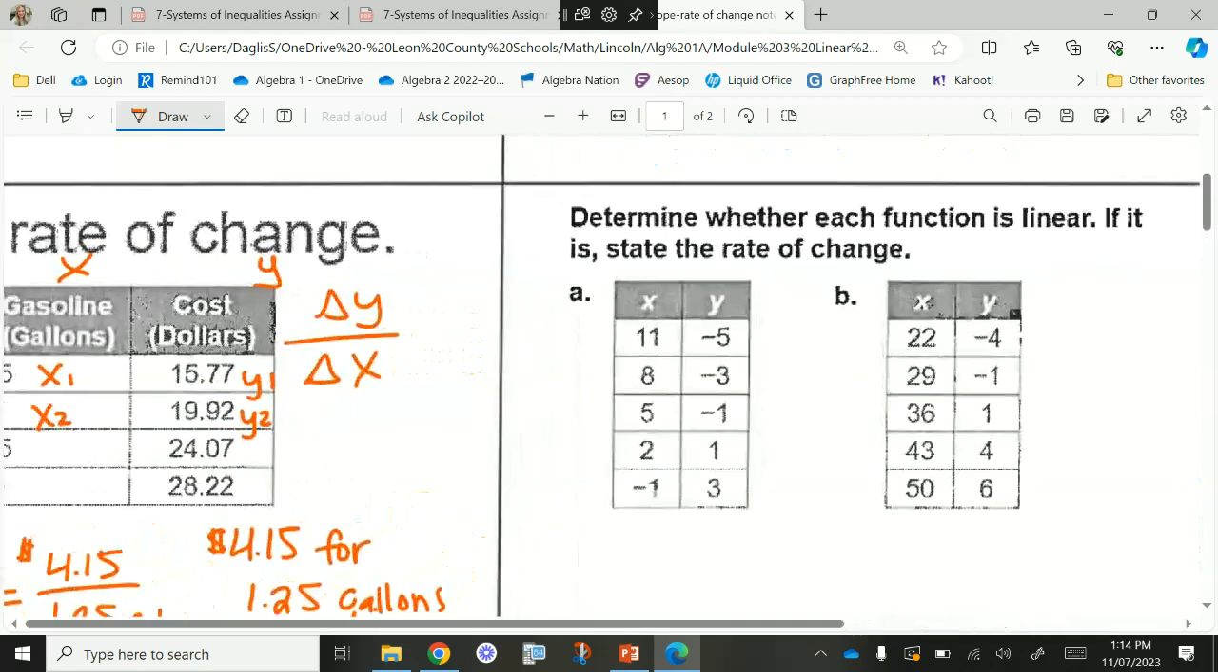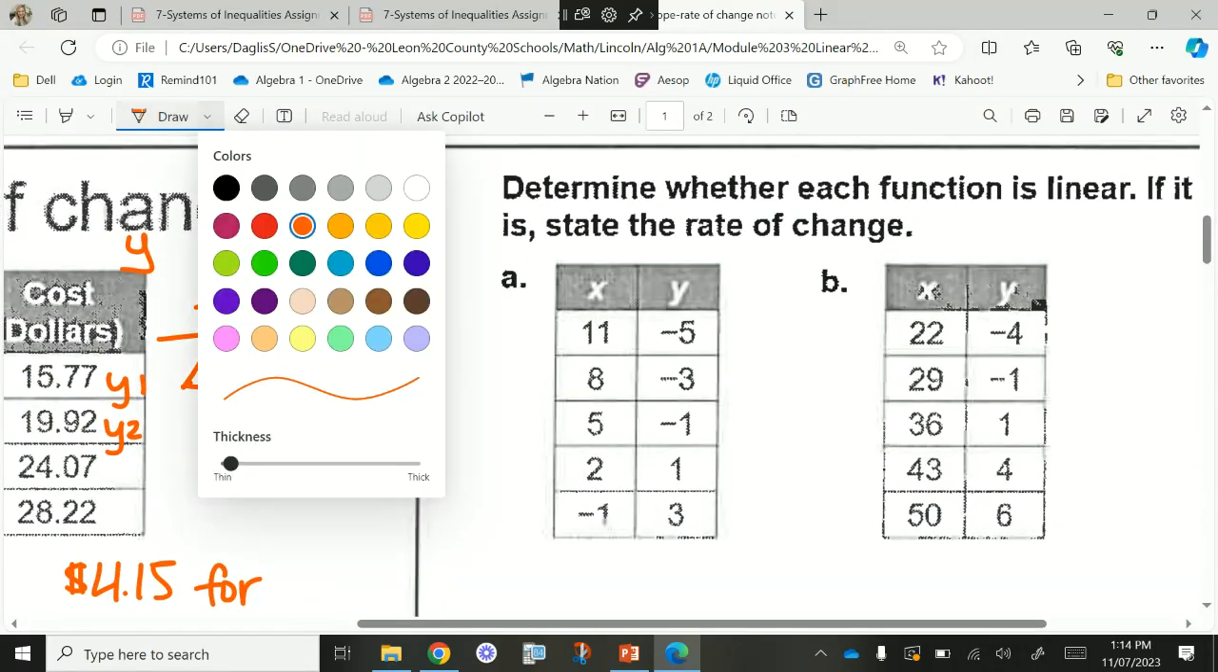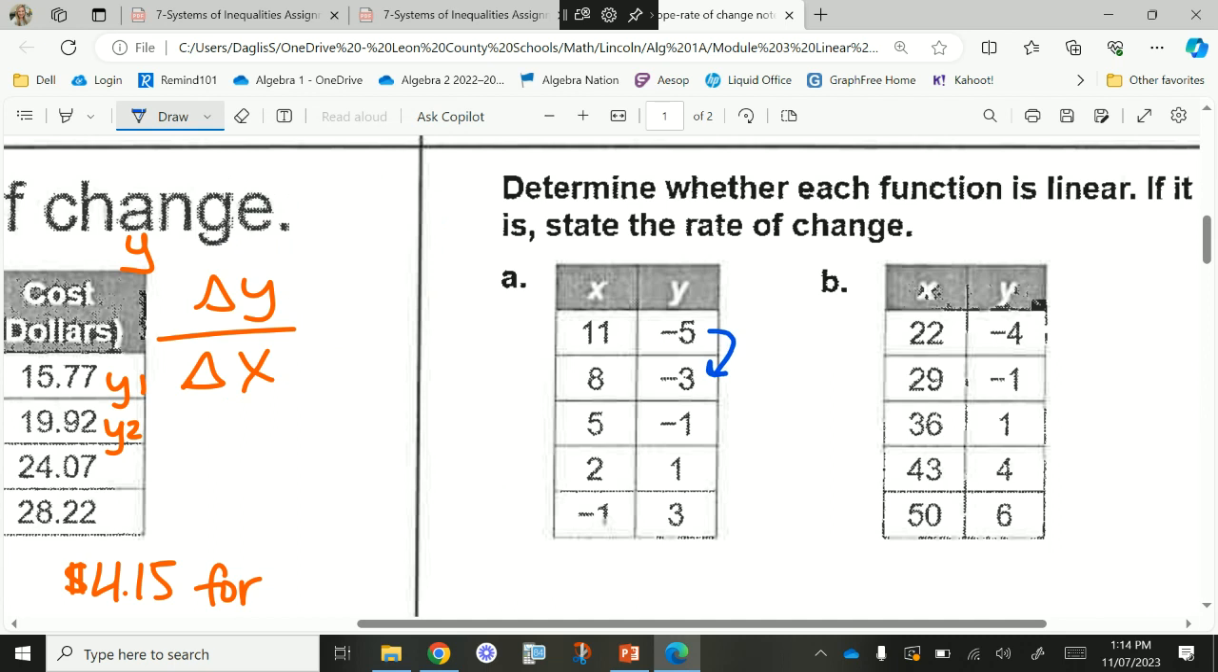Okay? So looking at my A table right here, let's check out my y's. How does -5 become -3? I owe you $5. There we go. Now I only owe you $3 because I gave you back $2. Okay. How does -3 become -1? +2 again. All right. -1 to +1. +2. +1 to +3. +2.